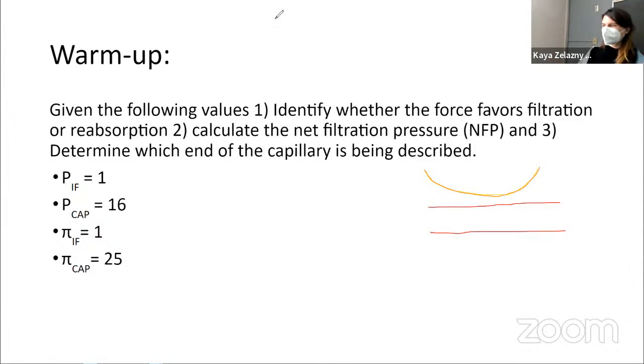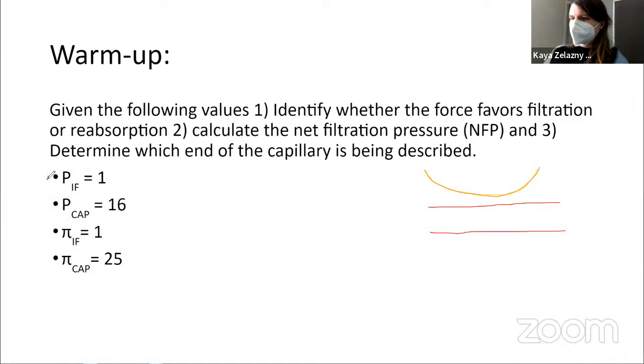We're gonna work through our Starling forces here, figure out what their direction is, and we're gonna remember how we calculate the net filtration pressure. So that's our overall direction of flow. And then we're gonna figure out which end of the capillary this is. That one you can probably figure out from checking it out. So we're just gonna start at the top.